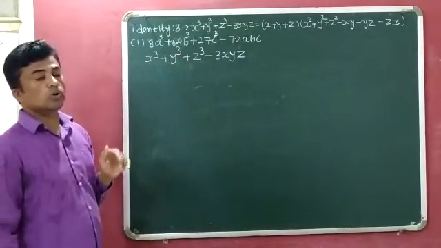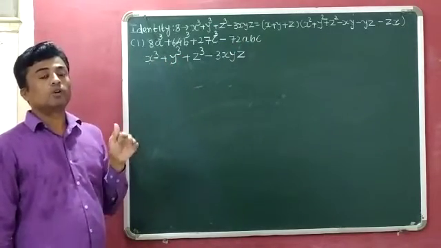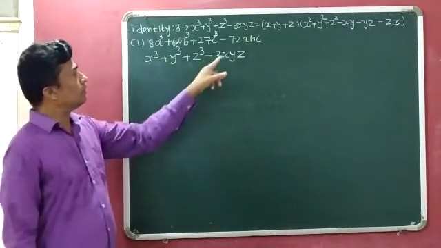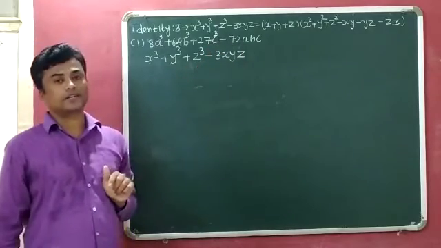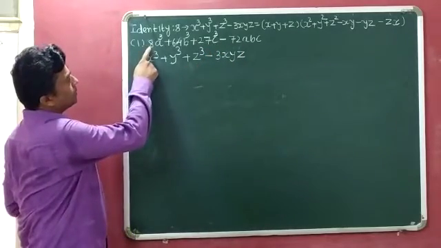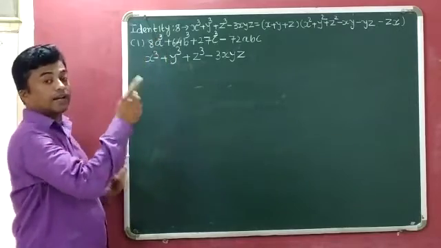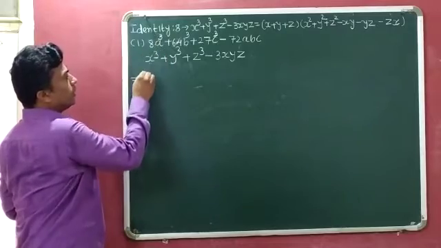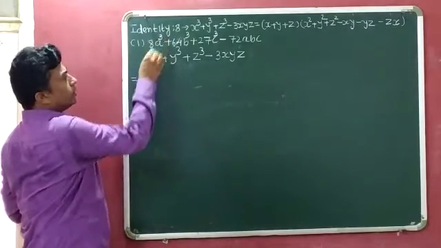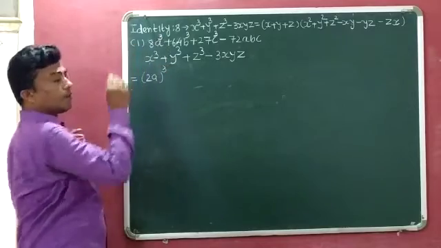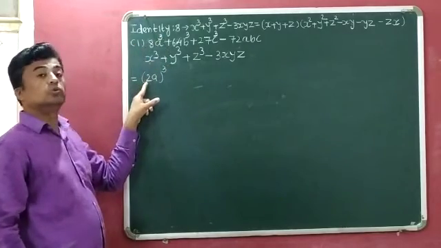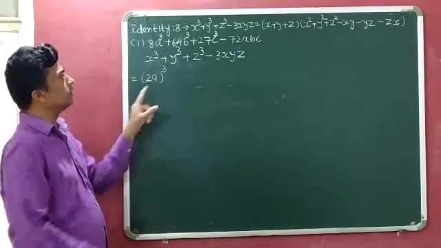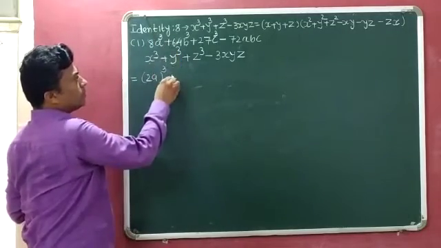Now see children, to solve this question, first we will identify the cube root of the first term, second term and third term. And the fourth term we will arrange according to minus 3xyz. So first we will identify the cube root of 8a cube. Cube root of 8 is 2 and cube root of a cube is a, and we write its power 3. So 2a, whole cube. Here plus, then plus.